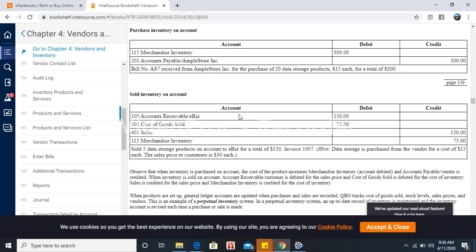So, just based on these two transactions where we purchased the inventory on account and then sold it to someone else, we have less inventory but still owe the same amount of money to Ample Store. Another example could be that we have not made any sales, but it's time for us to pay Ample Store anyway. So we paid them the $300, even though we still have $300 left of inventory.